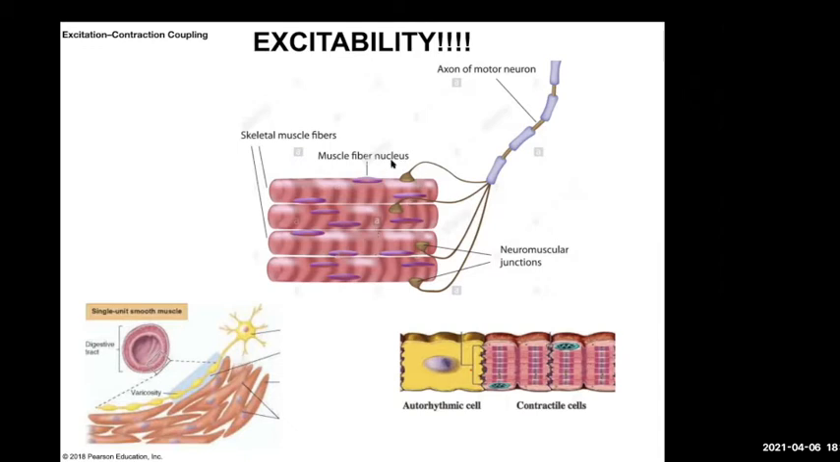But when we talk about excitability, there's two types of tissue that are excitable. The major one being the nervous system. That's what it does. That's its whole function, to be excitable and pass on signals. But the other one is muscle fiber, muscle cells. Muscle tissue is the other excitable tissue.